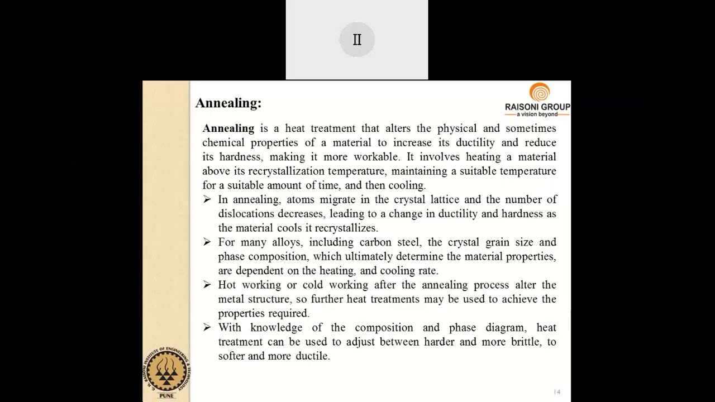After annealing heat treatment, some internal stresses get relieved, and so the work hardened effect is also nullified, and the material returns to its original mechanical properties.